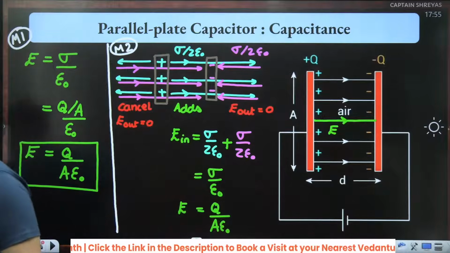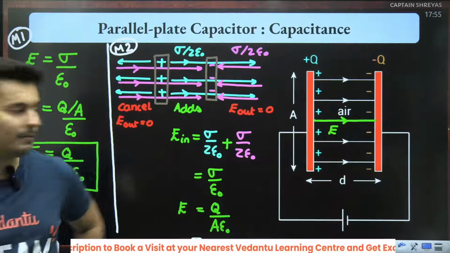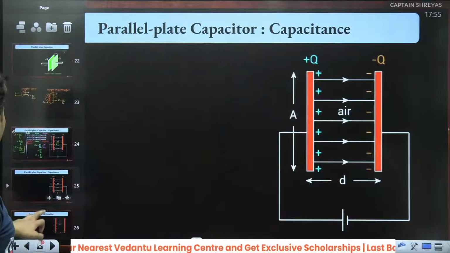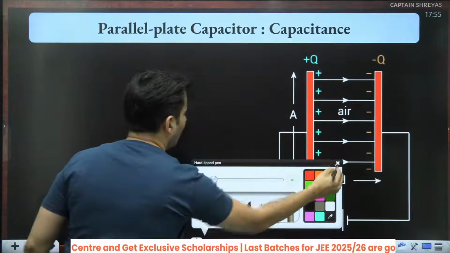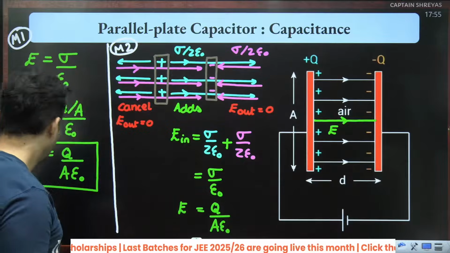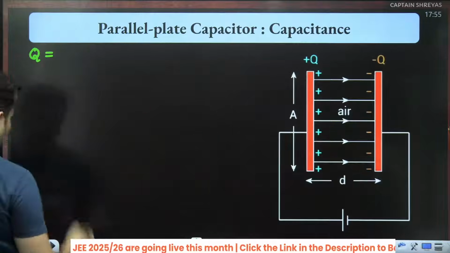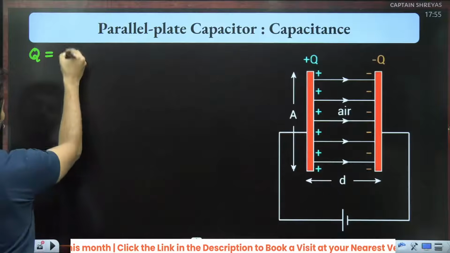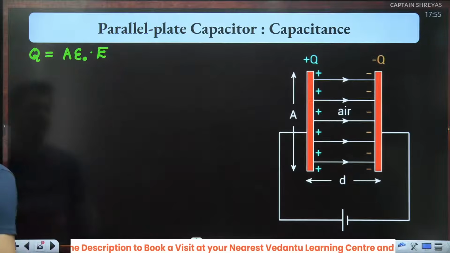Okay, I hope till this point everything is absolutely very clear. Now, once I get this, I will proceed to the next step. I just got electric field is Q by A epsilon naught. Now, if I write Q, how much is it? A epsilon naught will go on the top with E. So it will be A epsilon naught multiplied by E. That's what I will get.